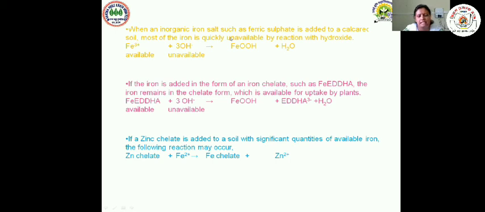Fe remains unavailable. If iron is added in the form of iron chelate, such as FeEDDHA, the iron remains in the chelate form, which is available for uptake by the plant. Here the reaction is given. If a zinc chelate is added to a soil with significant quantities of available iron, the following reaction may occur: Zn chelate plus Fe gives Fe chelate formation, and Zn2+ becomes available. Hence, we can conclude that the application of micronutrient fertilizers with the chelate is very essential.